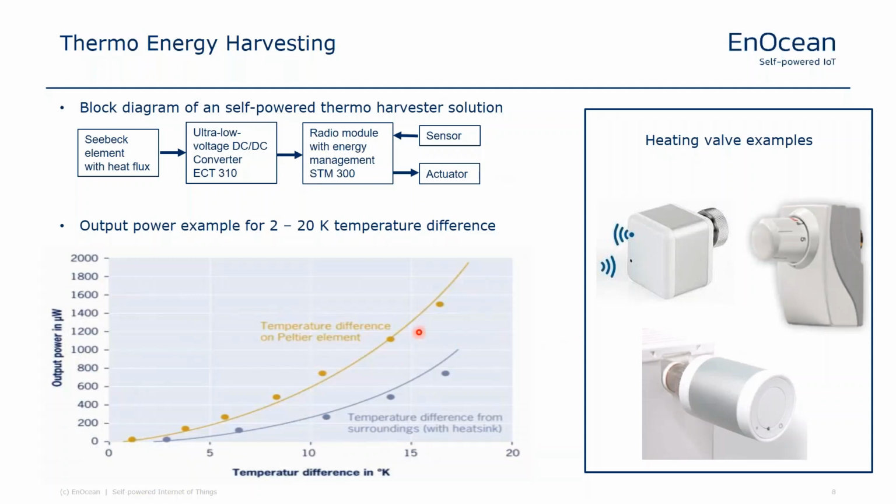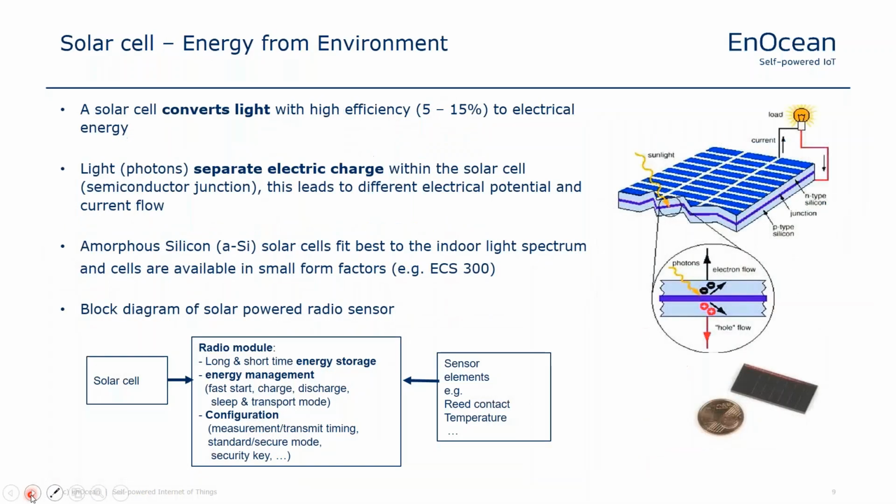On the left side below, you see what kind of energy you can get from these applications. If there's, for example, a temperature difference of 7 K or 7 degrees Celsius, you can get about 100 microwatt. It is an exponential curve. For 10 at the surrounding, you get already more than 200, about 300 microwatt. So it's a good method, but somehow complex to integrate.